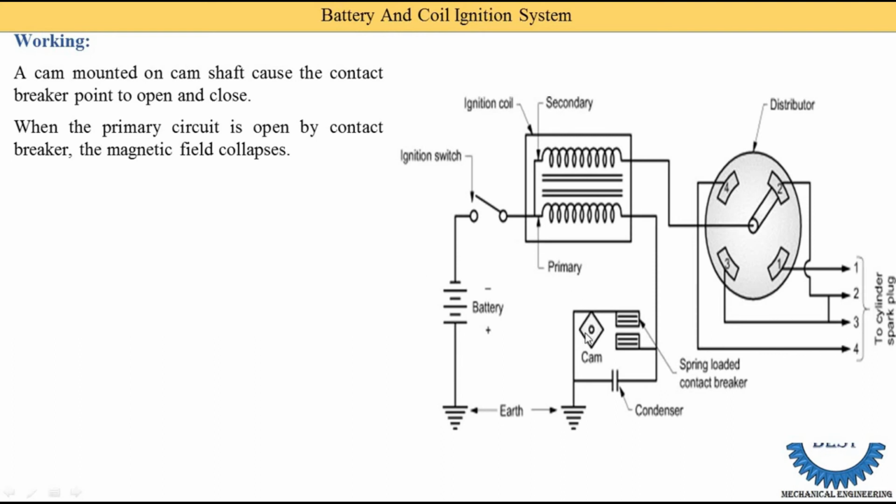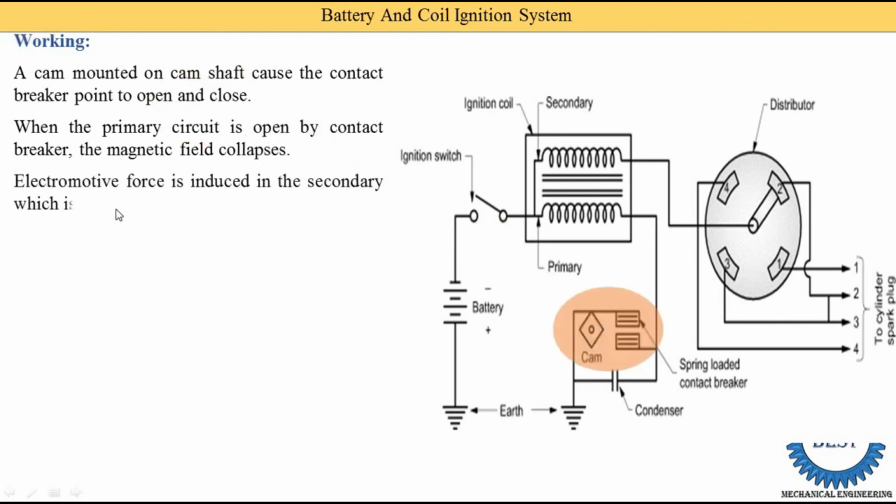So here 4 points are provided, means when this contact point is open, at that time the high frequency current is produced in the secondary winding and it is supplied to the distributor, and then the distributor supplies it to any one of the cylinders. One thing to be clear is that when this contact breaker is open, at that time spark happens inside the cylinders. If the contact breaker is closed, no spark happens inside the cylinders.